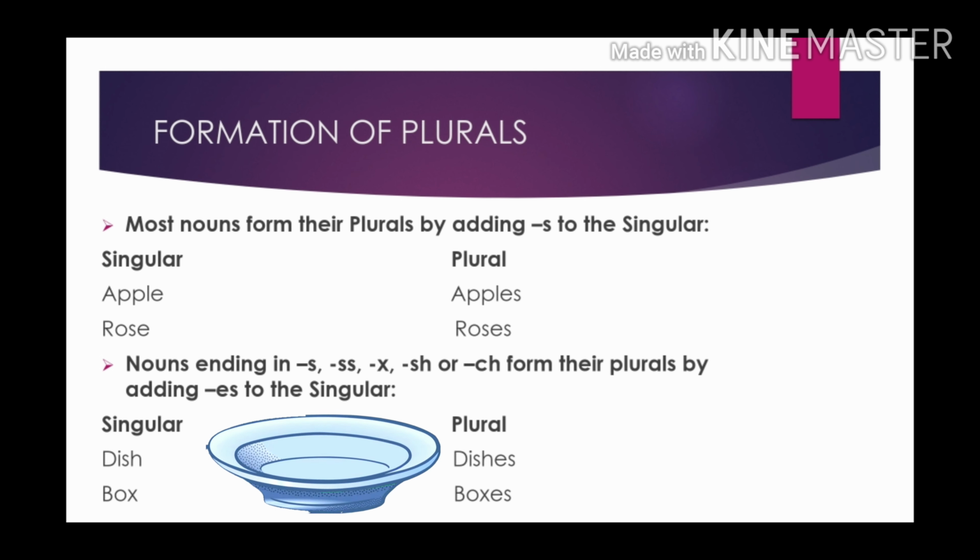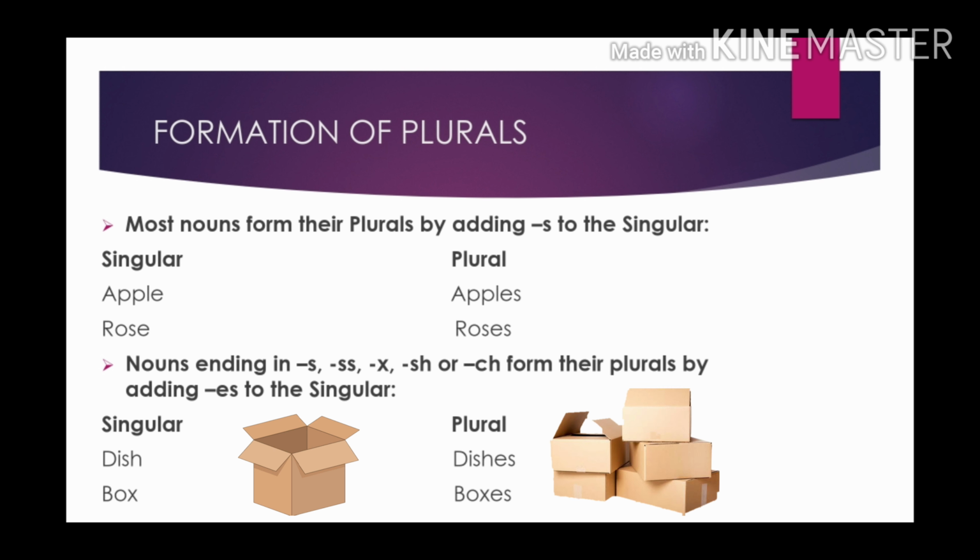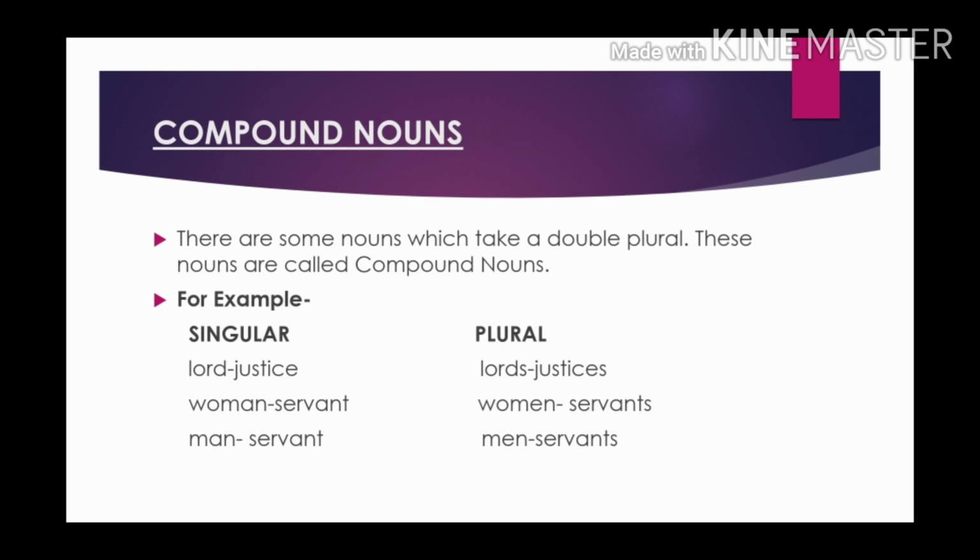For example, dish. Here it is ending with sh. So when we have to make the plural of it, it will be dishes with es. Box, the plural will be boxes with es. So this is how we form plurals of nouns.